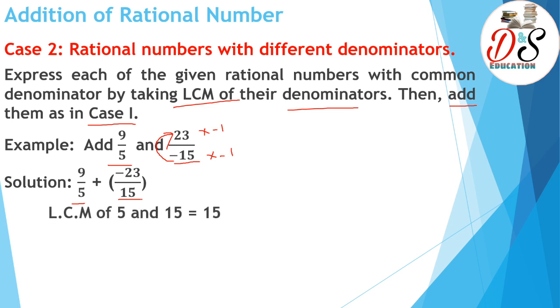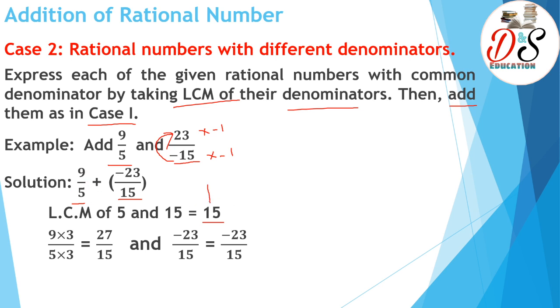Okay, now we can see the denominators of these two rational numbers are different. So first take the LCM of their denominators. The LCM of 5 and 15 is 15. Now you have to convert these rational numbers into equivalent rational numbers. So we have to convert 9 upon 5 to a denominator of 15.